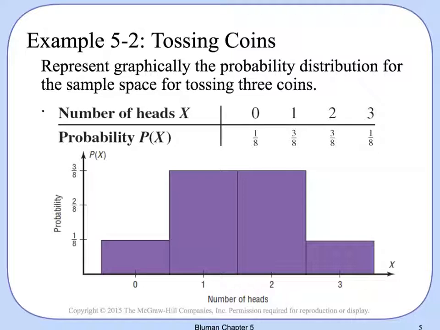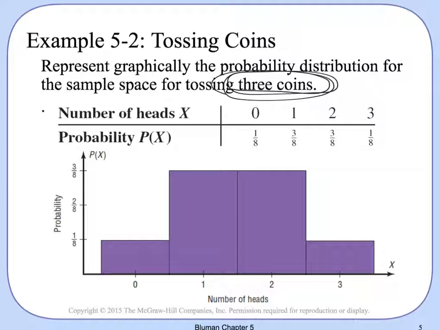Okay, so here's a different one. This is tossing coins. The number of heads that you could get if you toss 3 coins. If you toss 3 coins, how many heads could you get? You could get none, or you could get 1 head, 1 or 2 or all 3. Now, how did they come up with these probabilities? Why is it 1/8, 3/8, 3/8, 1/8?